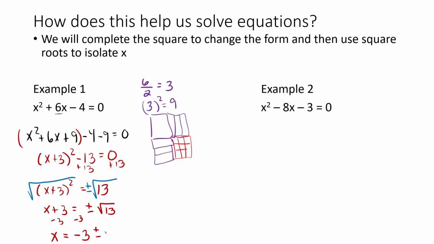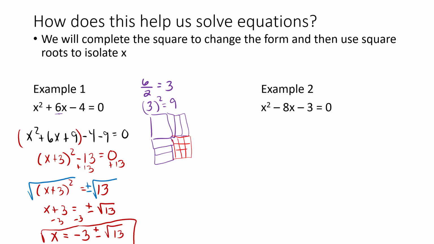So it's negative 3 plus or minus the square root of 13. And there's my solution to the equation. Ta-da! Okay, maybe you're not that. I think it's pretty cool, but I'm nerdy. So, all right, let's look at the other one.